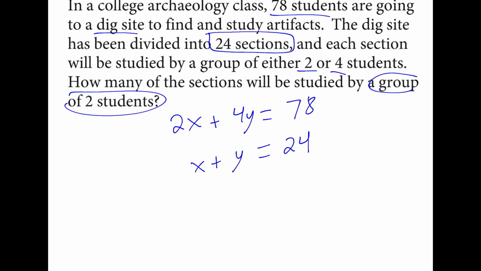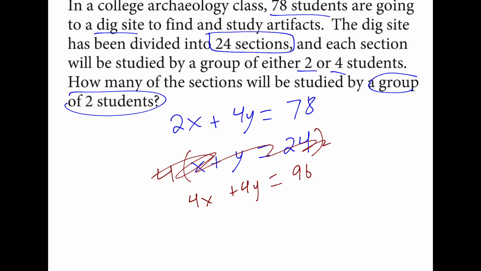So what is x? I'm going to find out x by eliminating y. So I'm going to multiply this one by 4, and I have 4x plus 4y is equal to 96. Scribble this one out. And I can subtract straight down all 3 columns. Negative 2x is equal to negative 18. So x is equal to 9.